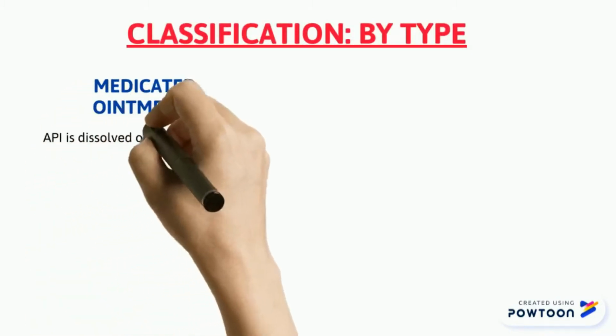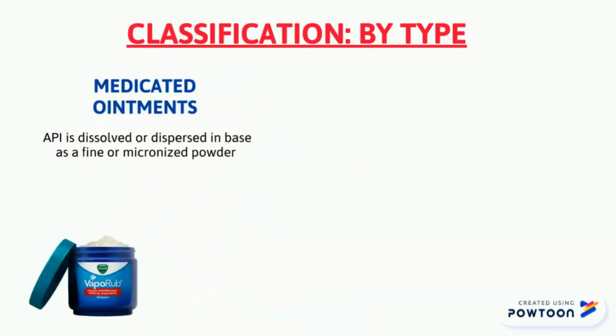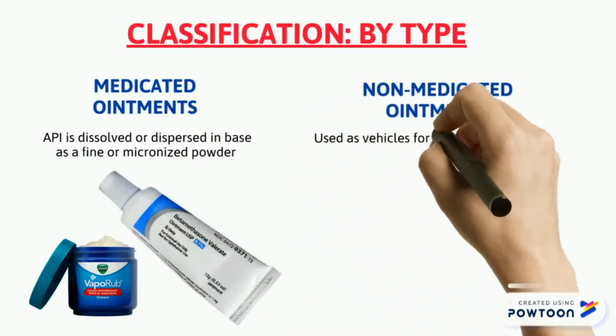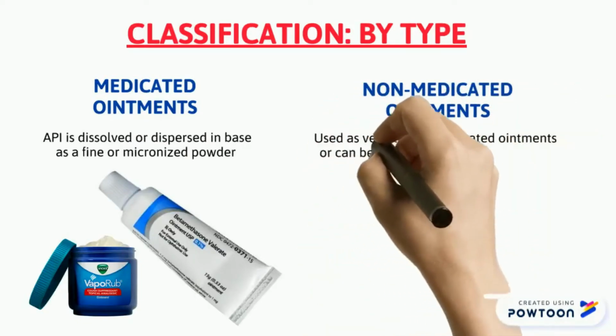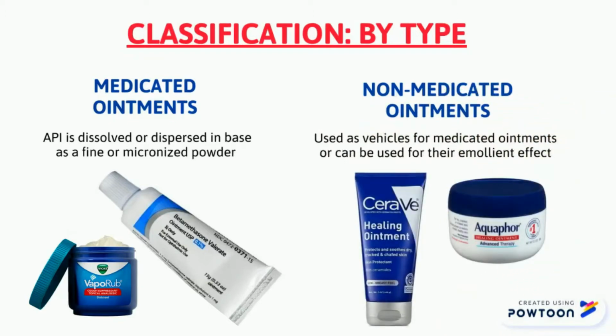Medicated ointments are those where the API is dissolved or dispersed in the base as a fine or micronized powder. These are common examples where betamethasone, a corticosteroid, is used for soothing itchy and inflamed skin. Non-medicated ointments, however, are used as vehicles for medicated ointments or can be used for their emollient effects, such as CeraVe Healing Ointment and Eucerin's Aquaphor.